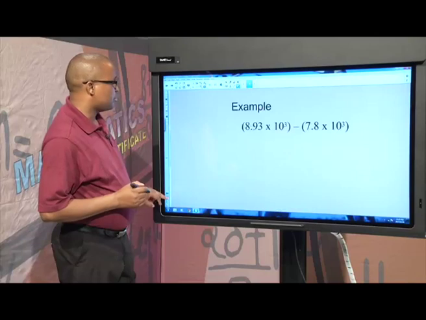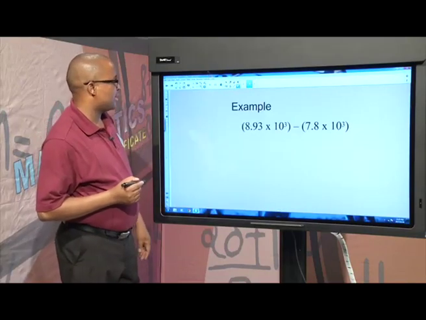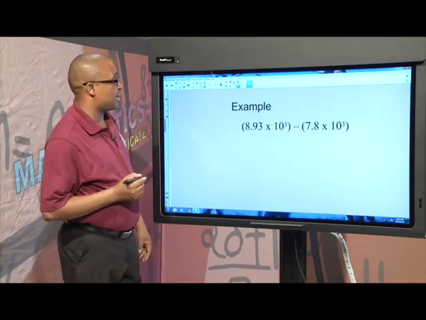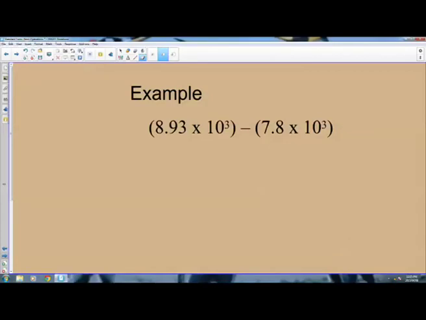Now, let us have a look at this. 8.93 times 10 to the power 3 minus 7.8 times 10 to the power 3. So here is not addition but subtraction now. So you need to start by changing this number also into ordinary form. So when we change 8.93 into an ordinary number, it will be 8930. 1, 2, 3. The point will be here.